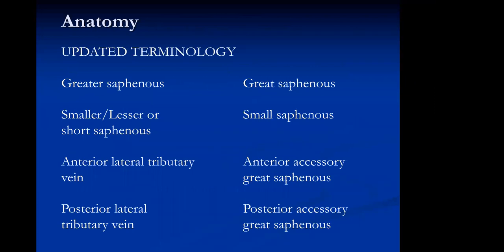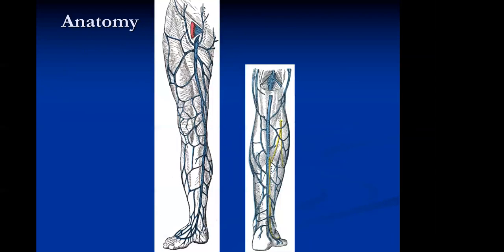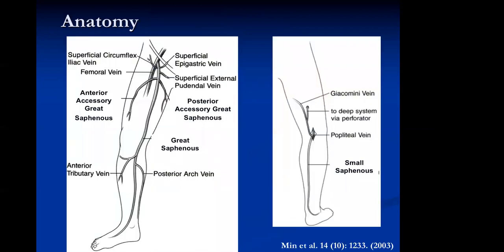About 10 years or so ago now, they revised the terminology. So sometimes when you see our reports, some of the times you see greater or lesser saphenous vein, they all really refer to the same thing. The newer terminology is great and small saphenous, and they've changed the anterolateral and posterolateral tributaries to anterior accessory and posterior accessory. And the reason that's important is that when you're getting reports from us, we'll actually have a treatment plan that's describing which veins we're treating.